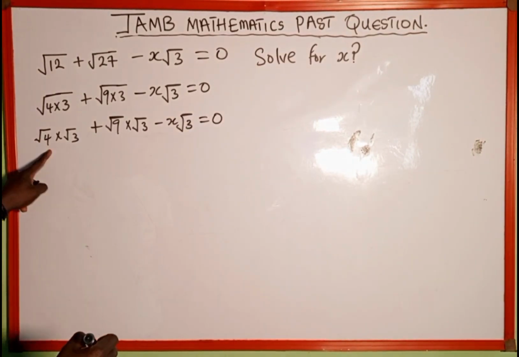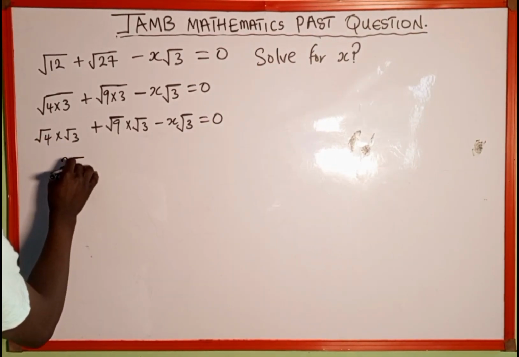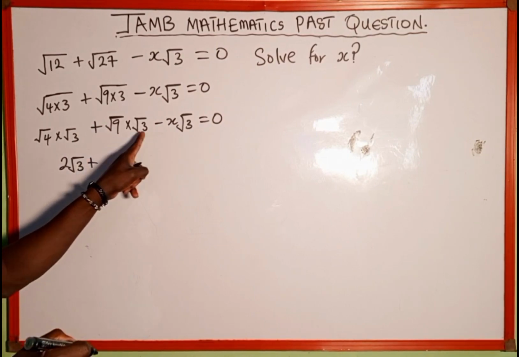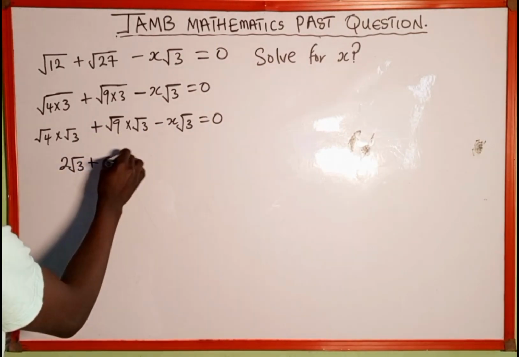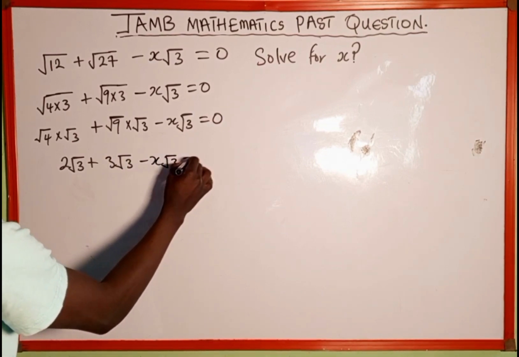When we take the square root of 4, it's going to be 2. 2 multiplied by square root of 3 is going to give us 2 root 3. Then plus square root of 9 is 3. 3 multiplied by root 3 is going to give us 3 root 3. Then minus x root 3 is equal to 0.